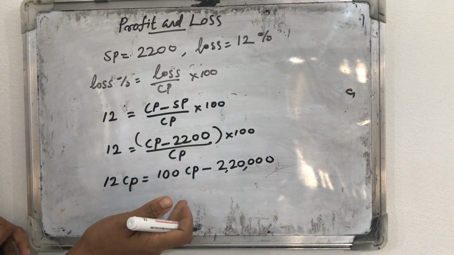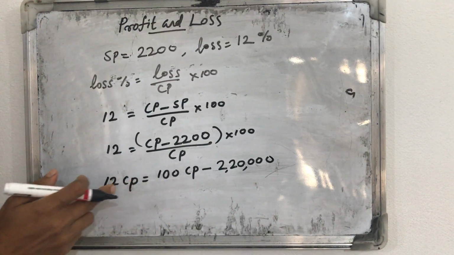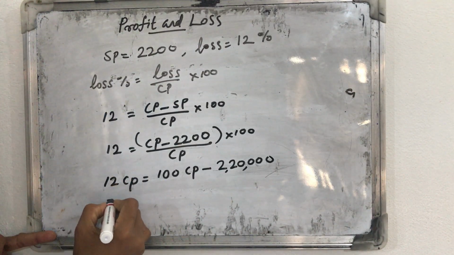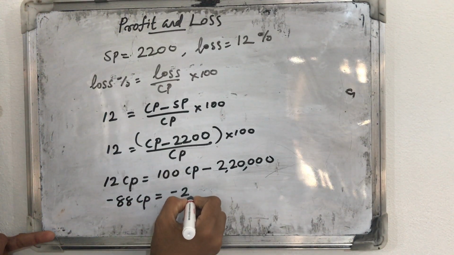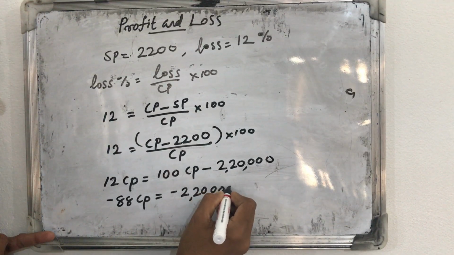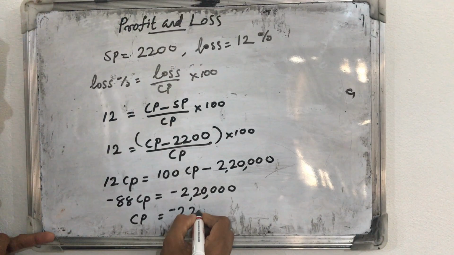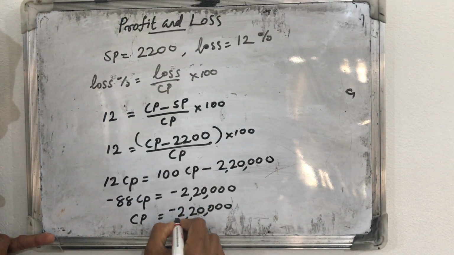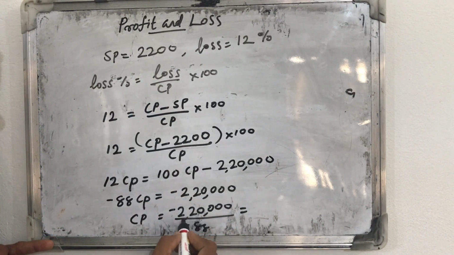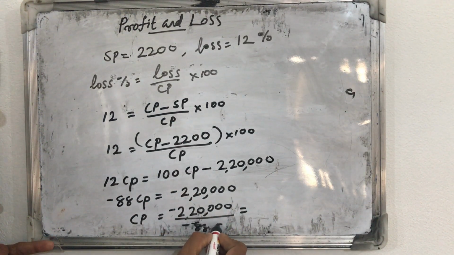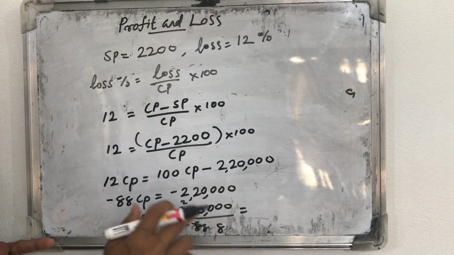2,20,000. Now we want to transpose this 100 CP to here. 12 CP minus 100 CP will be minus 88 CP, equal to minus 2,20,000. So CP will be equal to minus 2,20,000 divided by minus 88. After this calculation we will get 88 eights and here 2. Minus and minus will be plus.